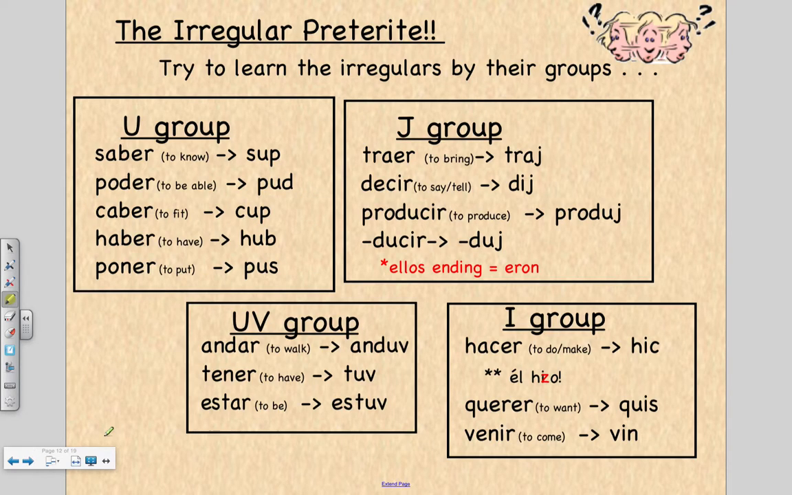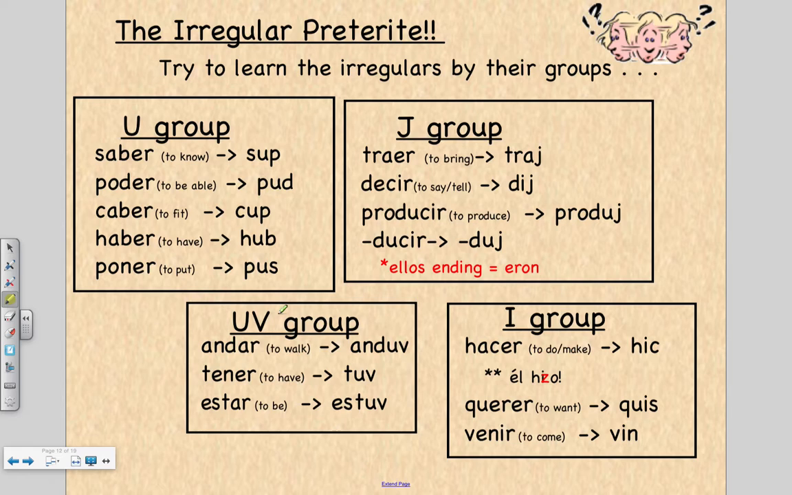So, what are these verbs? When I was taught them in school, I learned them as groups, and that's still the way I prefer to teach them. The U group are all stems that have U's in them, okay? The J group all have J's, the UV group has UV, and the I group has I's.